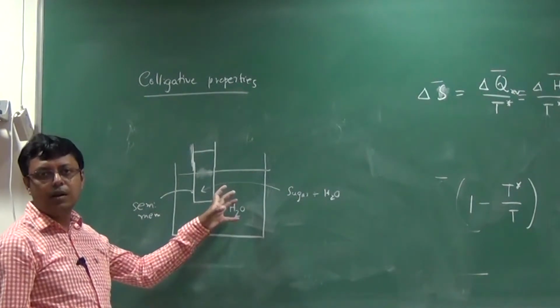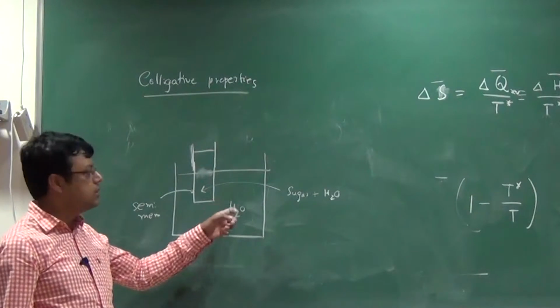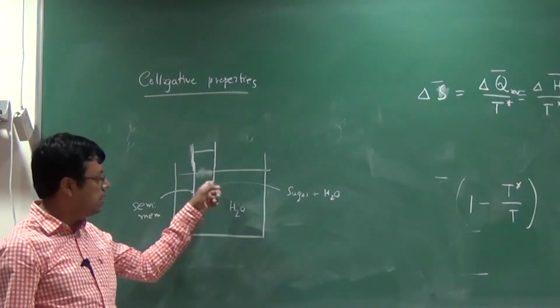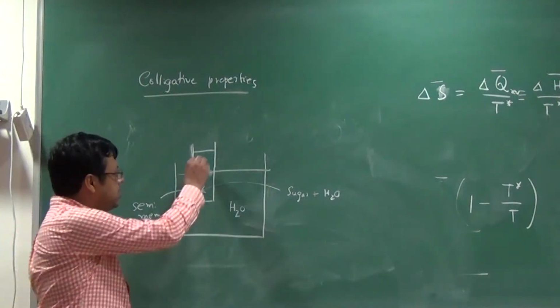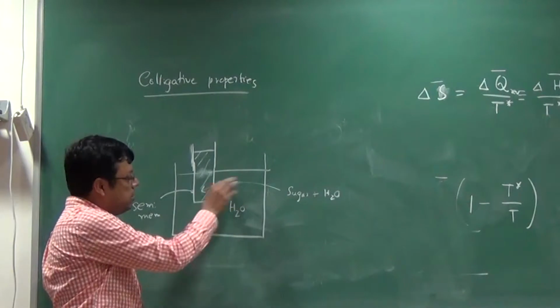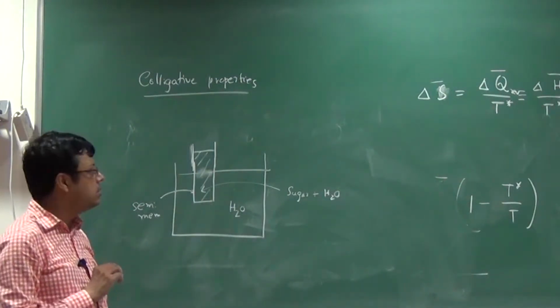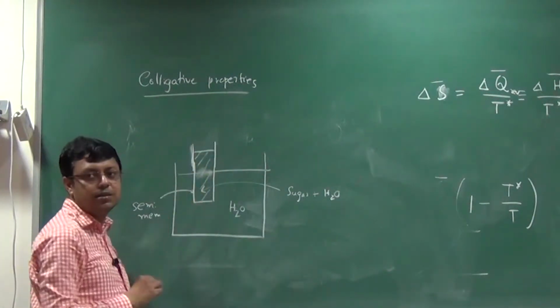Now what should I look at? I should look at the component 1, because that is present everywhere. And as usual, the component 1's chemical potential will be identical here and here, inside the sugar solution as well as here. Now there is an interesting thing. What is the interesting thing? The interesting thing is that here there is a difference in pressure because there is a difference in water level.